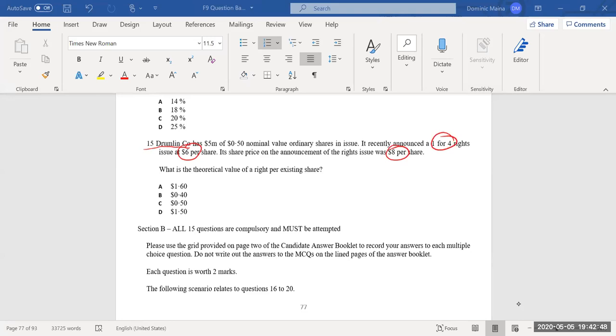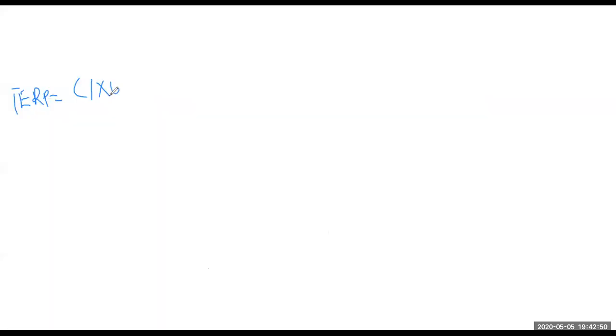For 1 new share, you need to pay 6 to get that 1 new share. And for you to get this 1 new share, you must have 4 shares, each valued at 8. Therefore, the number of shares you have after is 1 plus the old 4, to give us 5. So the theoretical exercise share price is equal to $7.6.